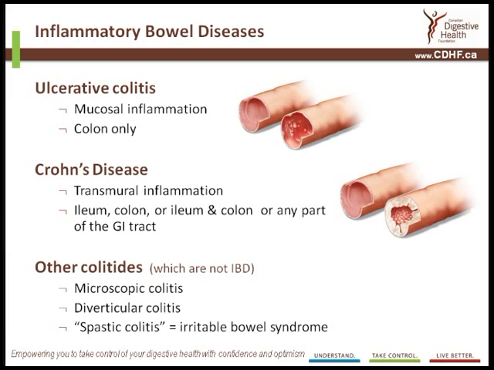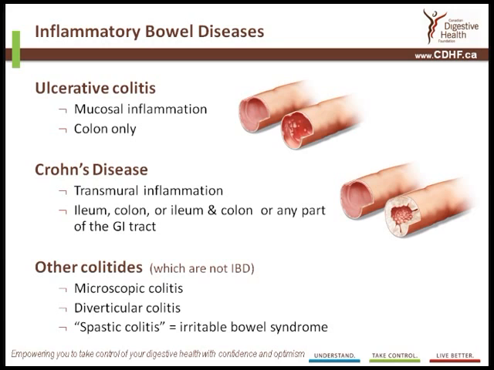Crohn's disease also has something different. Ulcerative colitis only involves that lining of the intestine, but Crohn's disease can involve the entire thickness of the intestine. And that becomes important in some of the types of symptoms that you get, and we'll discuss that in a little bit.